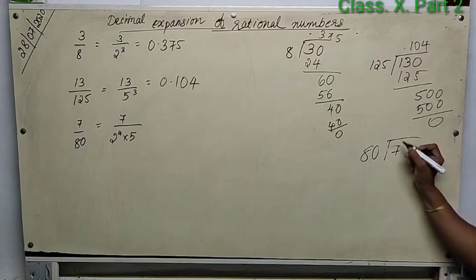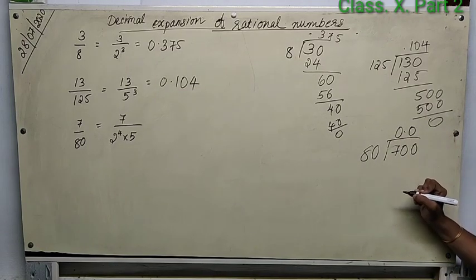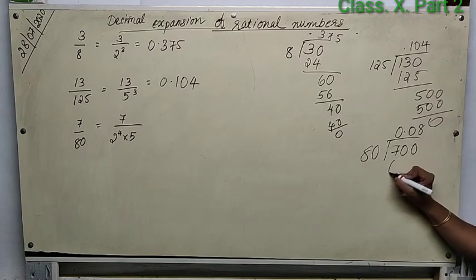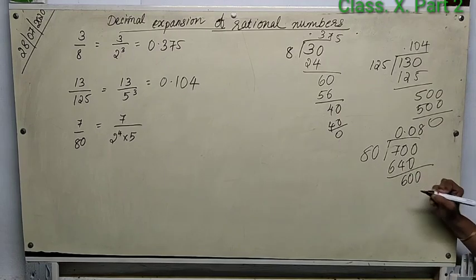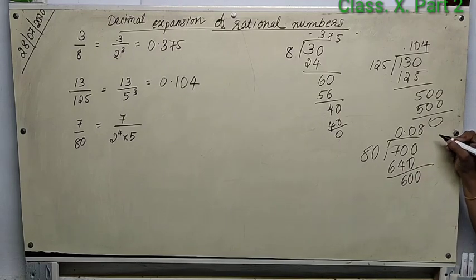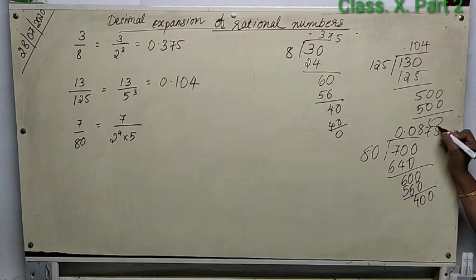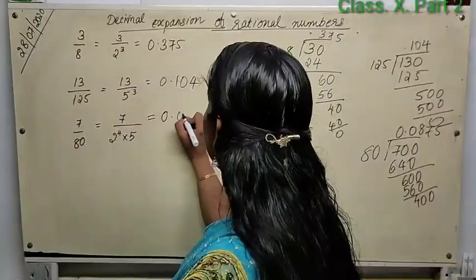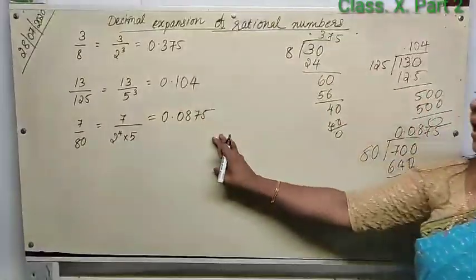Similarly, we have 7 by 80. 7 divided by 80: 70 doesn't go. Then one more 0, 700. In 700, how many times? 8 times, then 640. Then 60, put one more 0. How many times? 7 times, then 560. Then 40, 400 it is 5 times. So we get 0.0875.